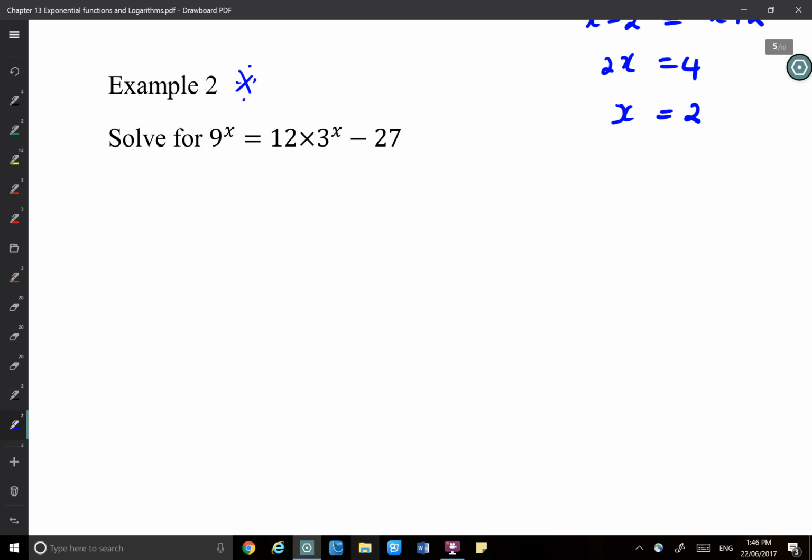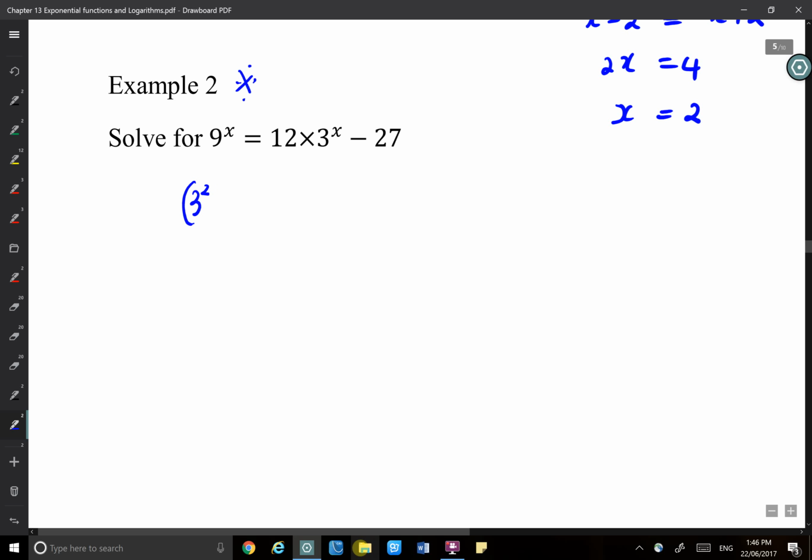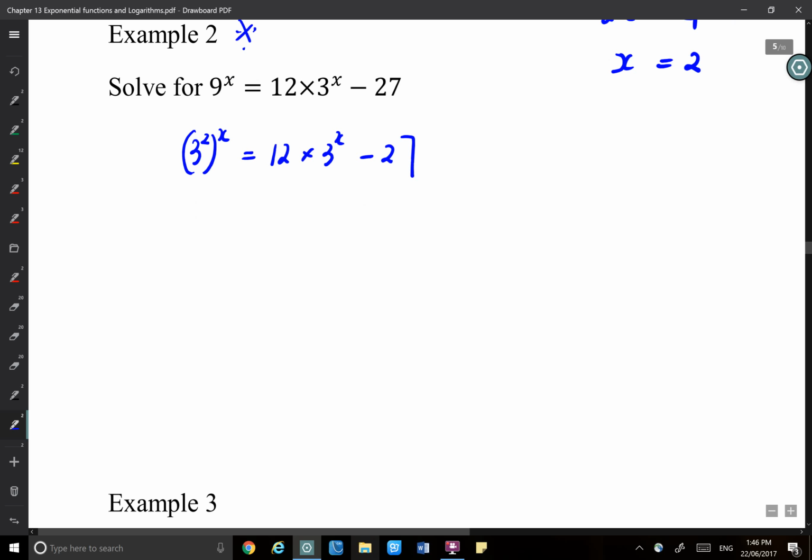So what can you see from this question? You have base 9 to the power of x and you have 3 to the power of x. Well, you can't really start to solve for that because the base is not the same. I don't know where to start. But the good thing is 9 and 3 have a relationship, which is 2, right? Like 3 to the power of 2 will be 9. So I can first write 3 to the power of 2x equals 12 times 3 to the power of x minus 27. Now, again, still not good enough.